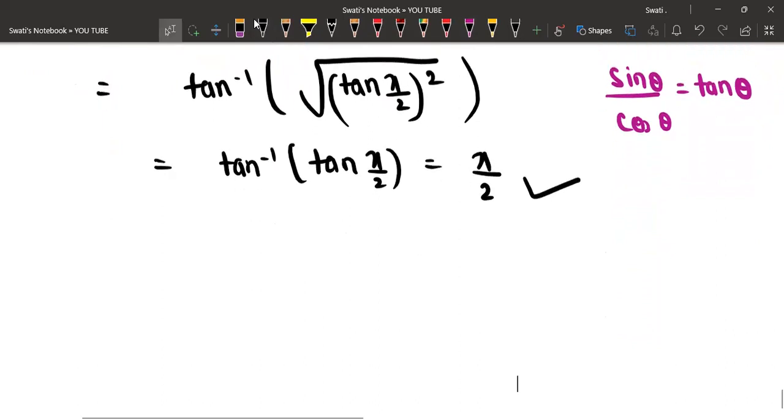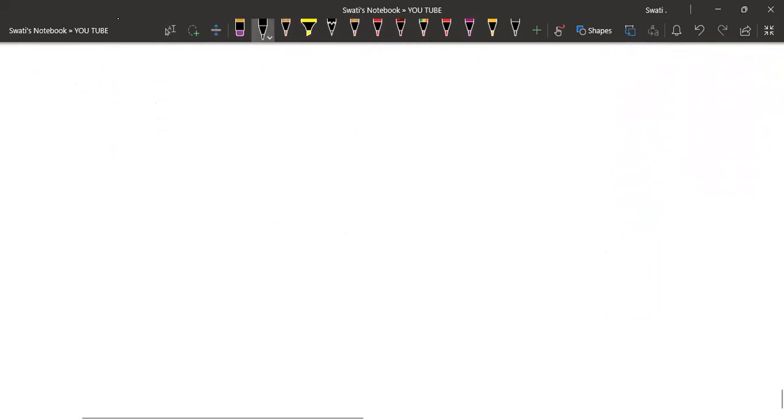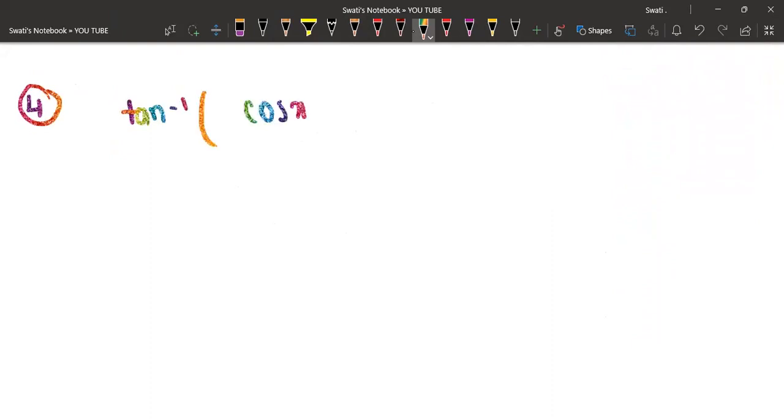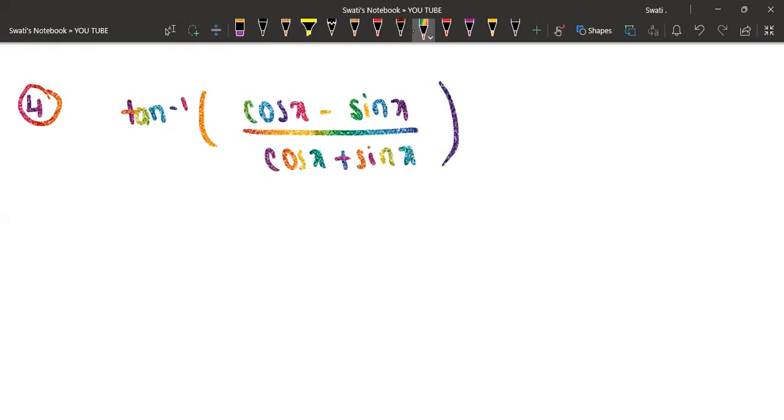And we are done. So in the next question, again, we need to simplify this function, and this is question number 4. In this, we have to simplify tan inverse of cos x minus sin x upon cos x plus sin x, where the range of x is minus pi by 4 to 3 pi by 4. This is the question, and we need to simply simplify this.